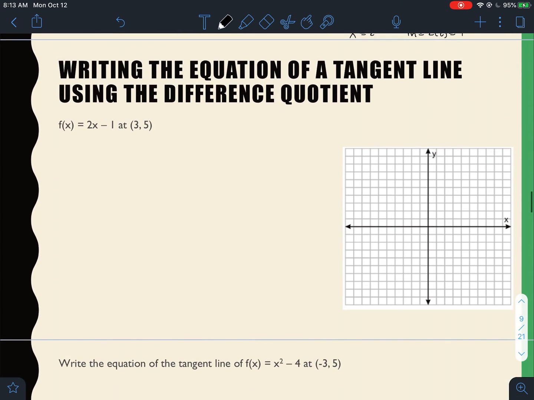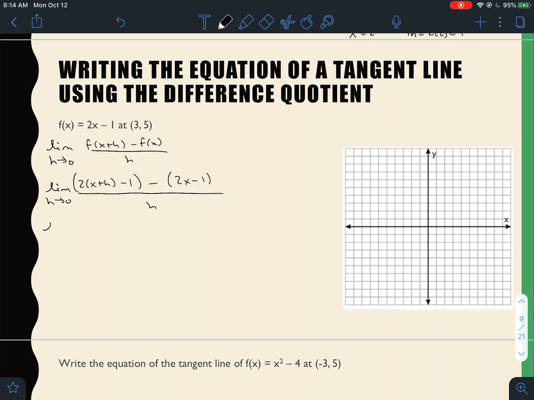All right, so let's look at one of these using the difference quotient to write the equation of a tangent line. So we need the limit as h goes to 0 of f of x plus h minus f of x all over h. And so if we did this, this would be the limit as h goes to 0. I'm going to take x plus h and plug it in. So it'd be 2 times x plus h minus 1. And then minus f of x. Well, f of x is 2x minus 1. Then all over h. If I distribute this, then I would get 2x plus 2h minus 1. Then distribute the negative, so minus 2x plus 1 all over h.